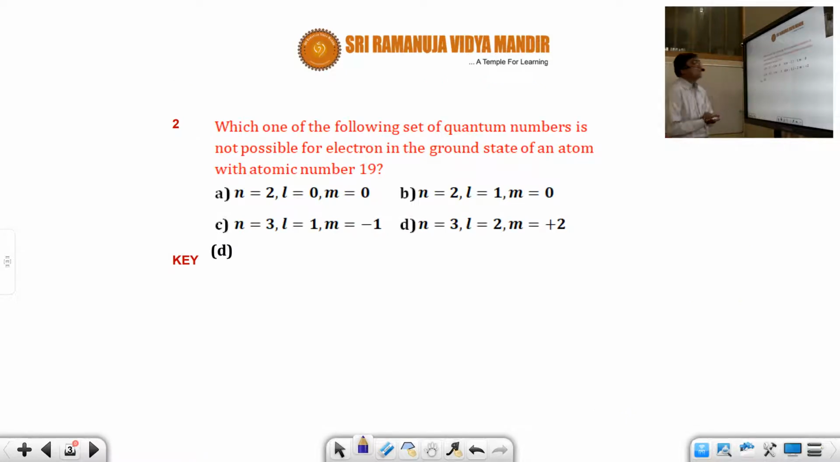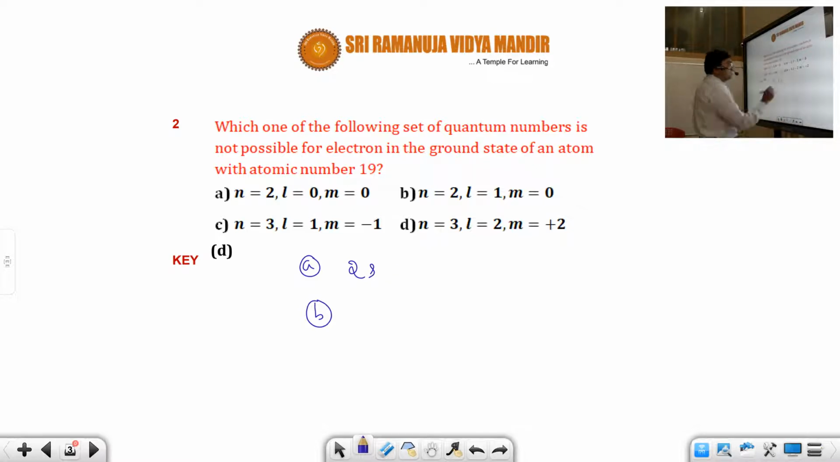Now let us solve the second question. Which one of the following sets of quantum numbers is not feasible? Here they have given a set of quantum numbers. Let us see the feasibility. Let us see option A. n is equal to 2, and it is an s orbital, l is equal to 0, m is equal to 0 is for the s orbital. So the first is a right option. There is no problem at all.